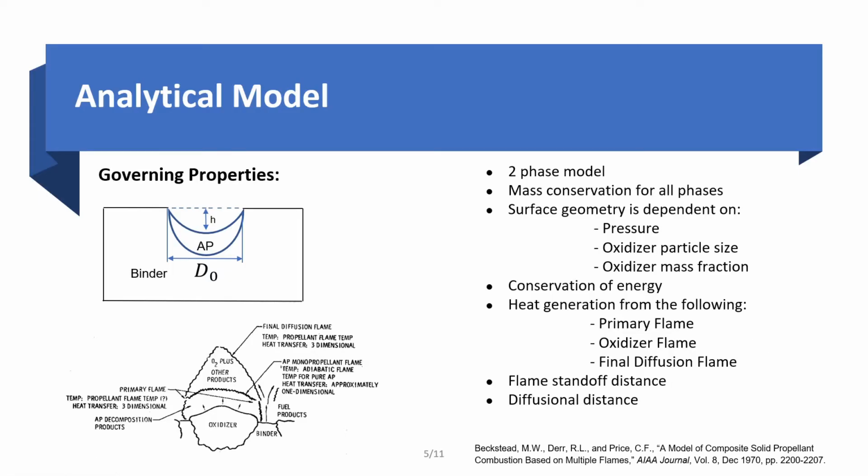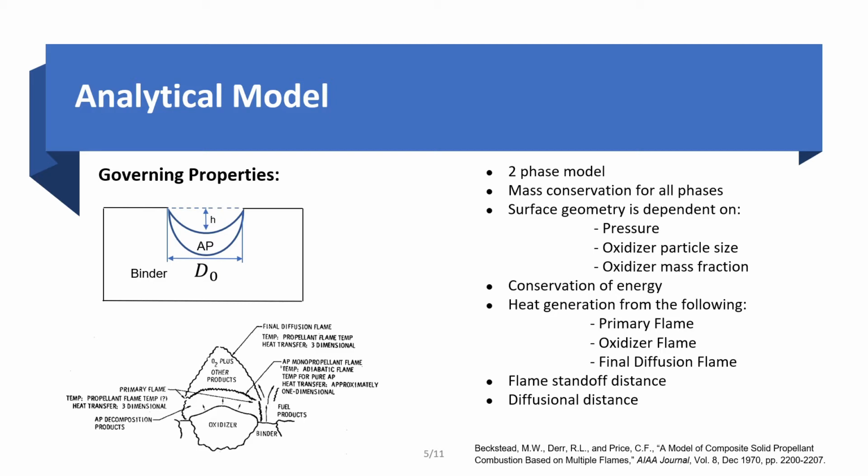Our analytical model overall is based on two phases, as stated previously, of course being solid and gas phase. Mass conservation is assumed for all phases, so those equations can also be employed into our model. Surface geometry is also important, which is a function of pressure, oxidizer particle size, and oxidizer mass fraction to be calculated. This geometry will affect the reaction rates of the propellants.